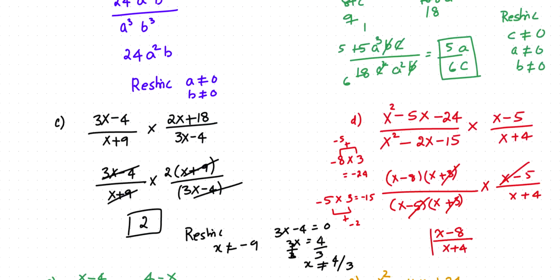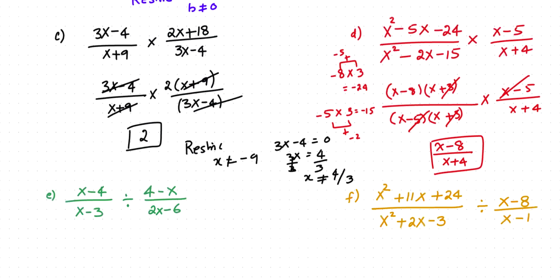Now the restrictions. For each denominator, you have to solve for x. So we have here x minus 5, so x should not be equal to +5 because 5 minus 5 will become 0. Here we have x plus 3, so x should not be equal to -3 because -3 plus 3 becomes 0. Okay, now x plus 4 we have, so x should not be equal to -4. So these are the restrictions for the expression.